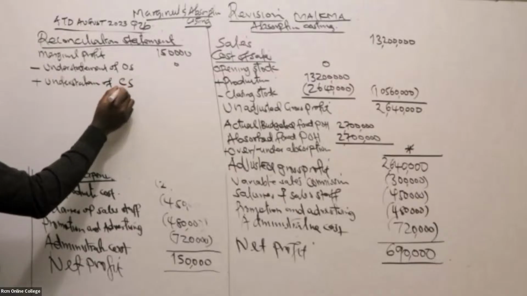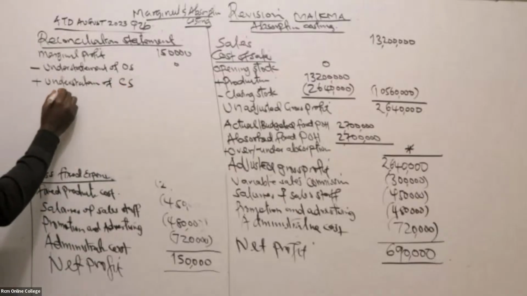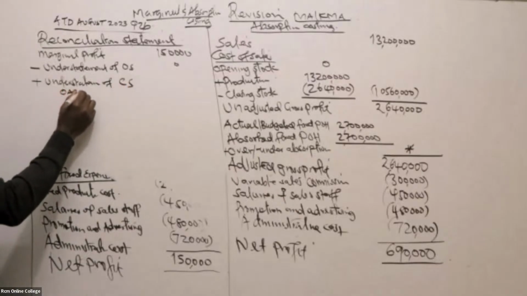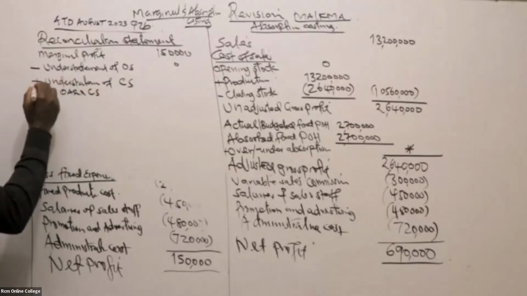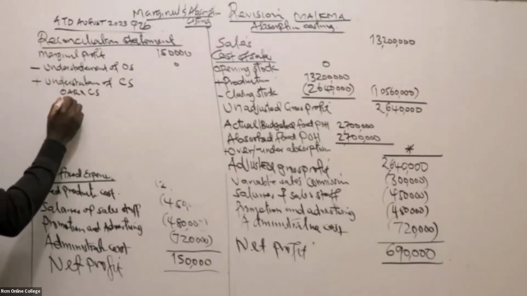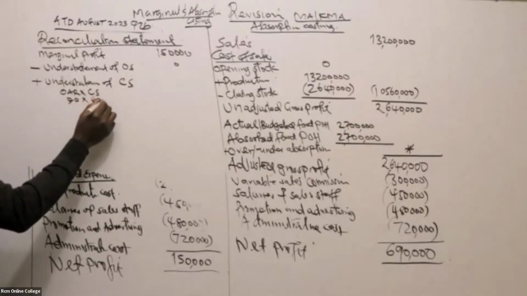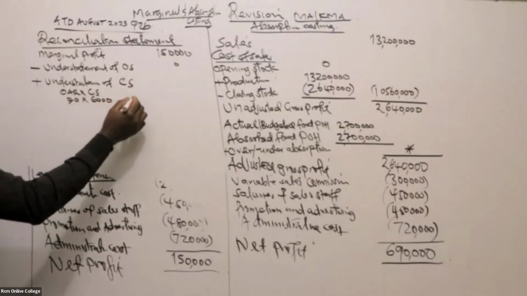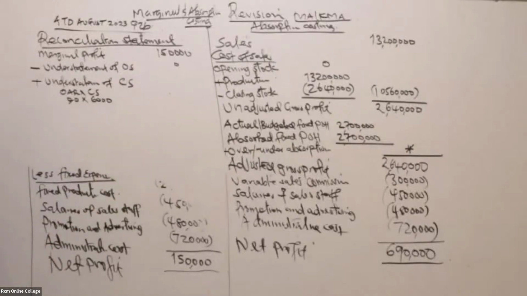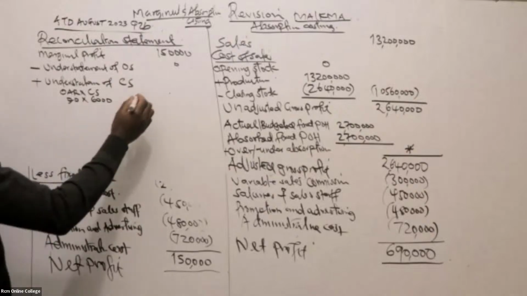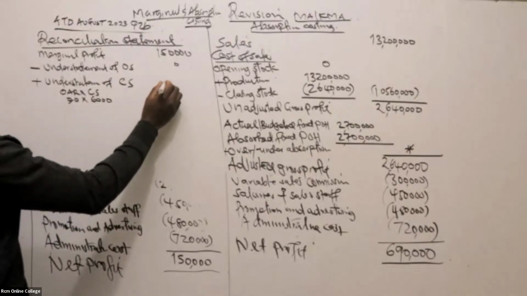of closing stock. How do you get the understatement? You take overhead absorption rate times closing stock. Our overhead absorption rate was 90. We multiply by closing stock, which is 6,000. So what are you getting? 90 by 6,000 is giving us 540.